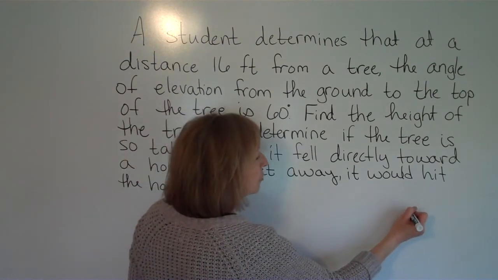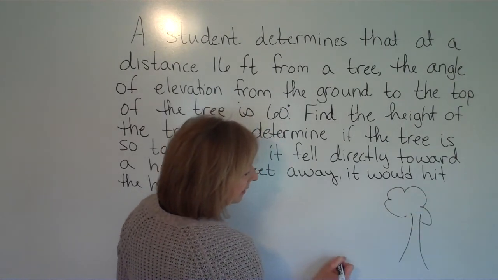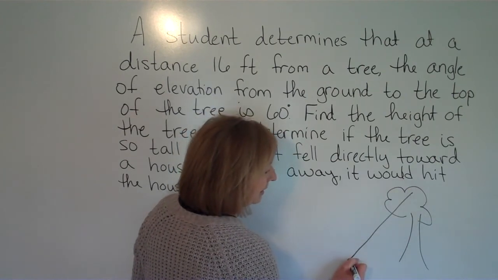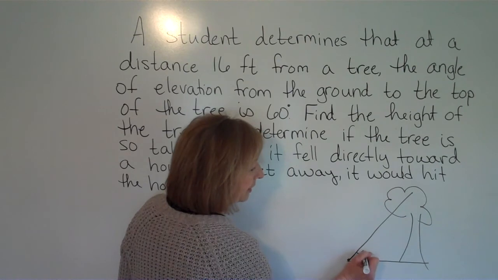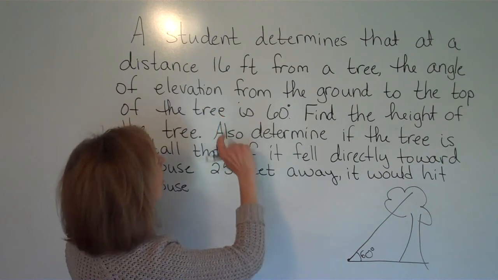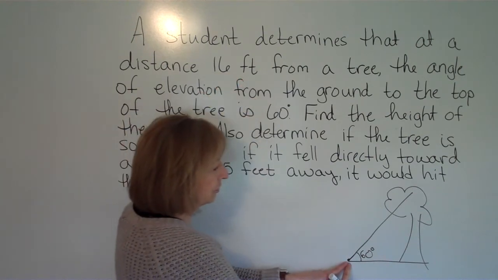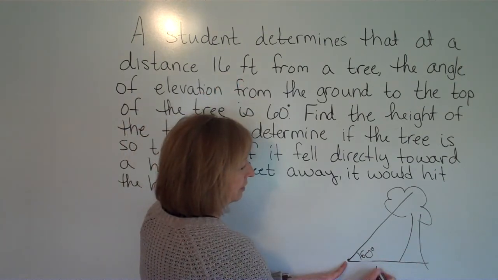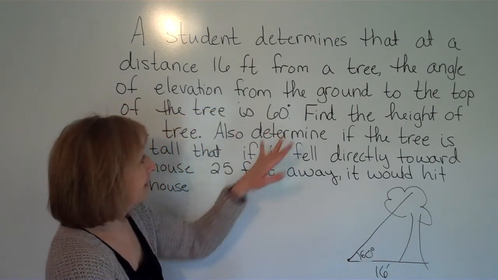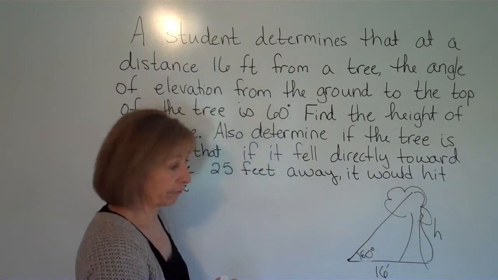So if we want to draw our picture here, we've got our tree. We've got the student from ground level looking at the top of the tree. That is 60 degrees. That's our angle of elevation. And it also says that that student is 16 feet from the tree. So the student taking the measurement is 16 feet from the tree. So the 16 feet goes along that horizontal line. Okay? Now they want us to find the height of the tree. So H, this height of the tree, is what we're looking for.